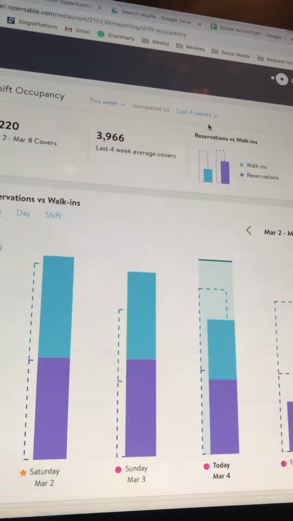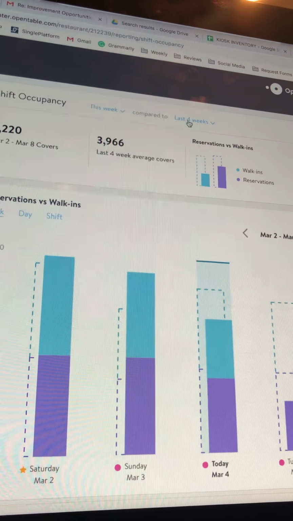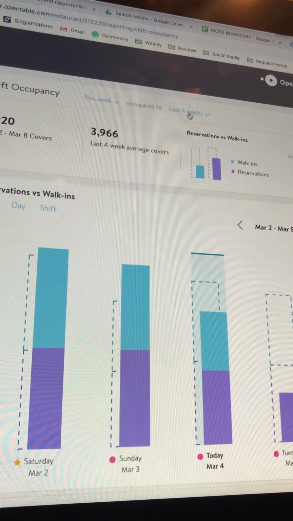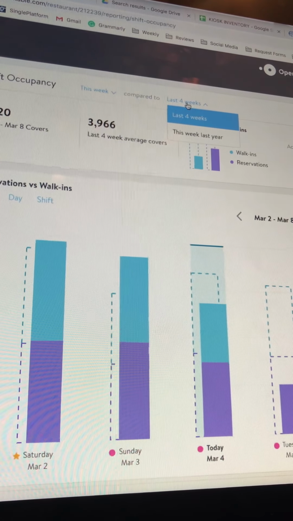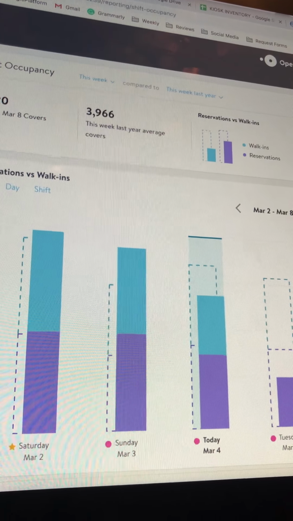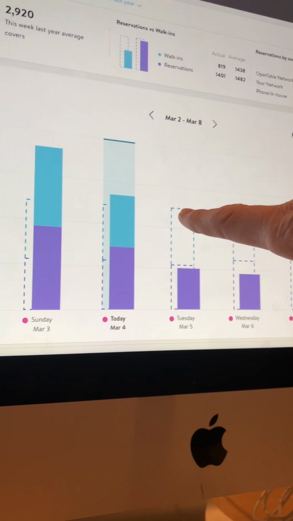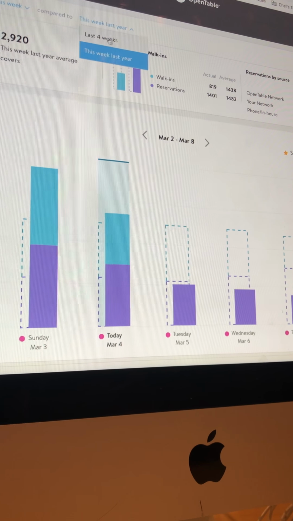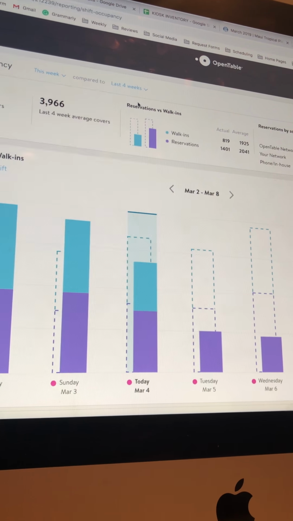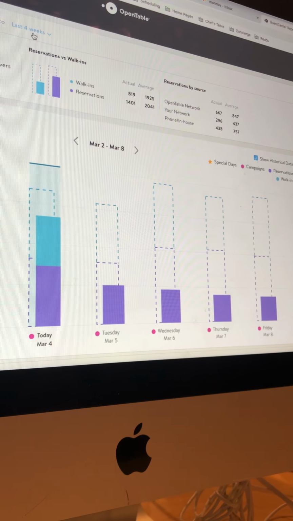There's two ways that we can look at this data. So up here we can compare this week to the last 4 weeks. And we can also compare this week to this week last year. As you can see, now the week last year is forecasting us down, but that's because we've experienced a lot of growth in this past year as a restaurant. So this is a more accurate way to look at day-to-day progressions for the restaurant.